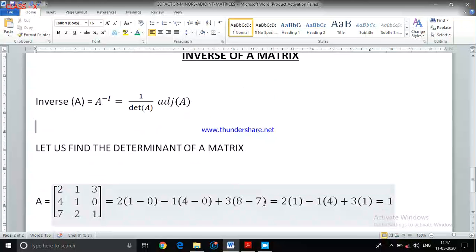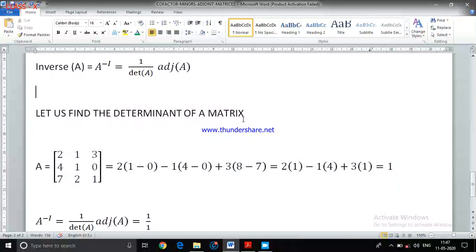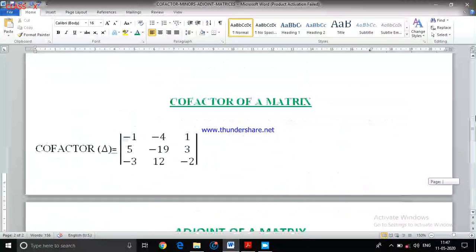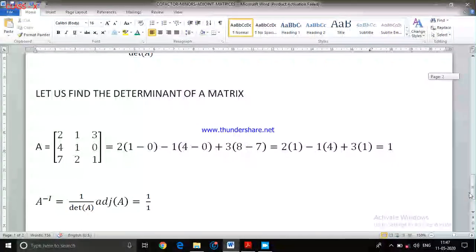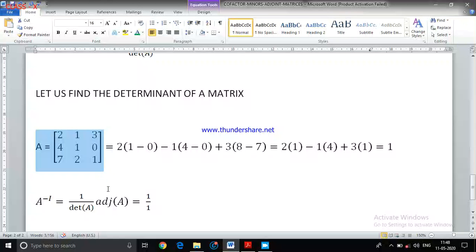Now what comes? Let's see how to find the determinant. I think we already discussed, right at the start, how to find the determinant of the matrix. The matrix A is 2, 1, 3; 4, 1, 0; 7, 2, 1. Here also I have taken the same matrix A: 2, 1, 3; 4, 1, 0; 7, 2, 1.